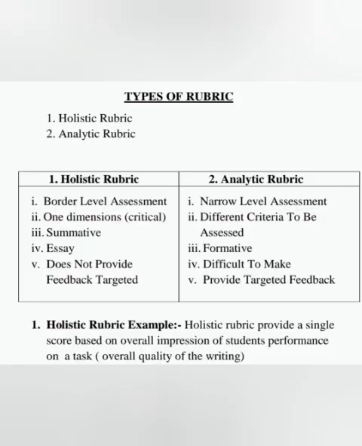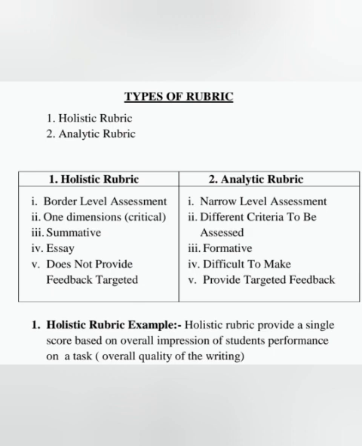Types of rubric. Holistic rubric. Analytic rubric. 1. Holistic rubric. Broad level assessment. One dimension critical. Summative. Does not provide targeted feedback. Holistic rubric example. Holistic rubrics provide a single score based on overall impression of students' performance on a task, overall quality of the writing.